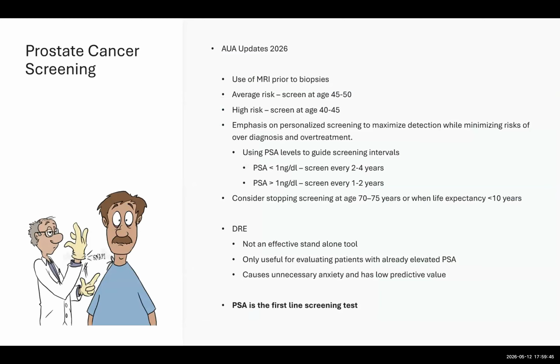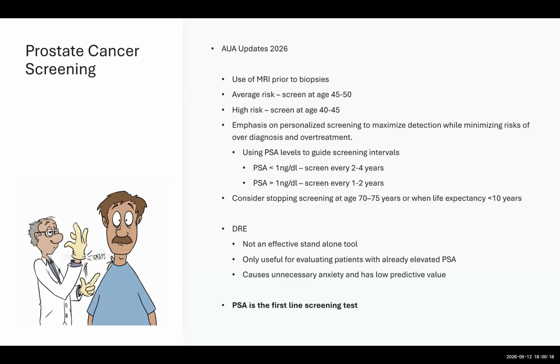So the American Urology Association made some updates to that in 2026. Basically, they got more concrete evidence to support doing an MRI prior to biopsies. They reiterated the average risk and high risk screening ages, and they emphasized that a more personal approach should be taken when dealing with prostate cancer screening, because you want to maximize detection while minimizing the risk of overdiagnosis and overtreatment. They stated that you should use PSA levels to guide the screening interval.